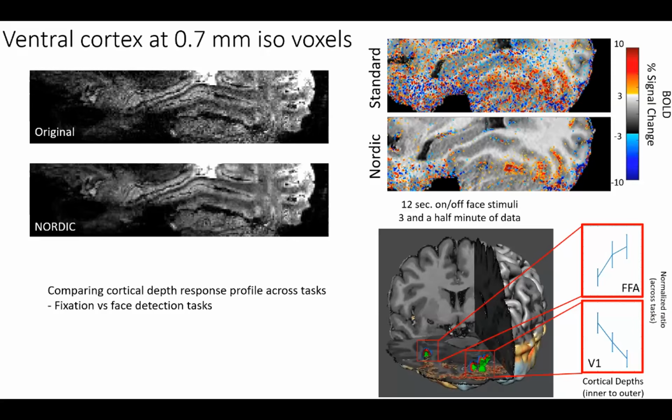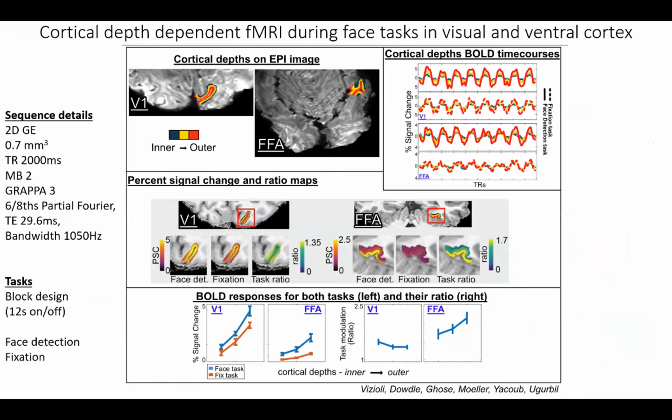One, as I said, was a face detection task, where participants were instructed to respond to their perceived faces in the screens. There are faces, there are no faces. There's no right answer. And the other one is a fixation color task. We took the ratio between the 2 and plotted this ratio independently per layer or cortical depth, 3 cortical depths here. And we can see that the ratio between tasks was significantly larger in the inner layers of V1 and the outer layers of the FFA. And this was replicated across our 4 subjects at the single subject level.